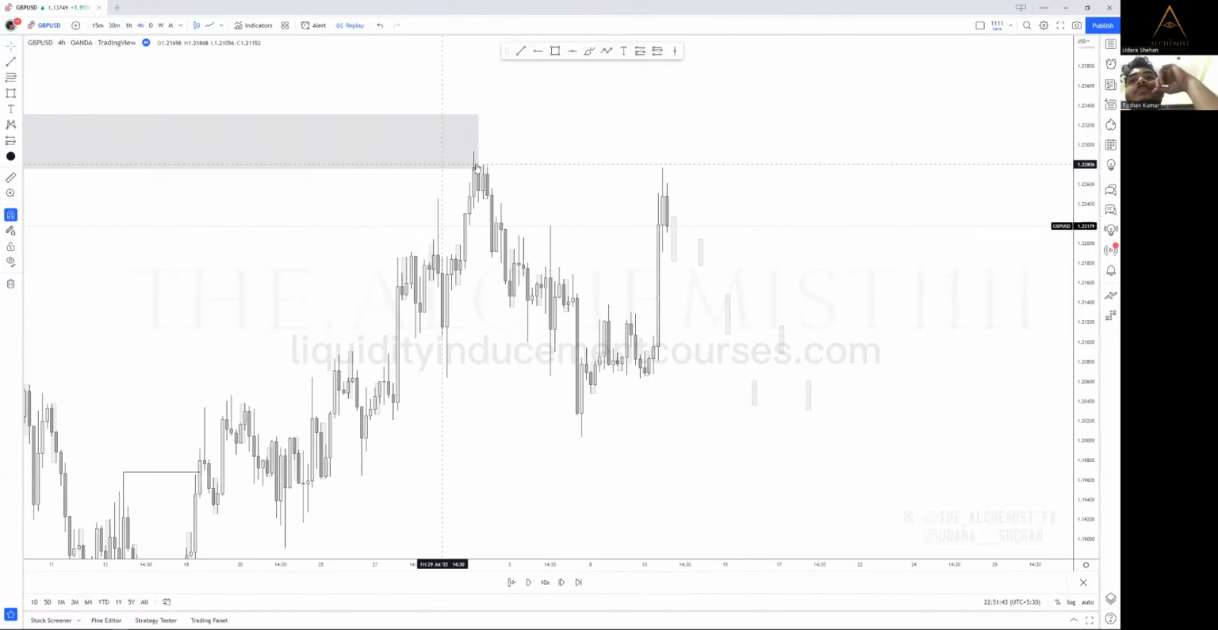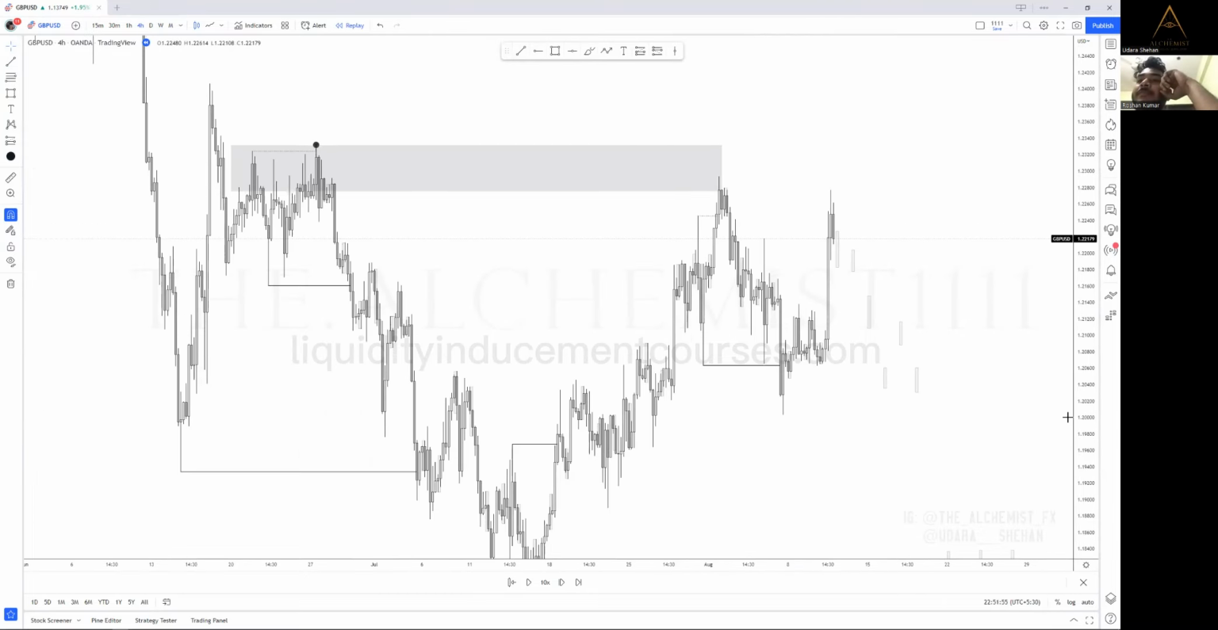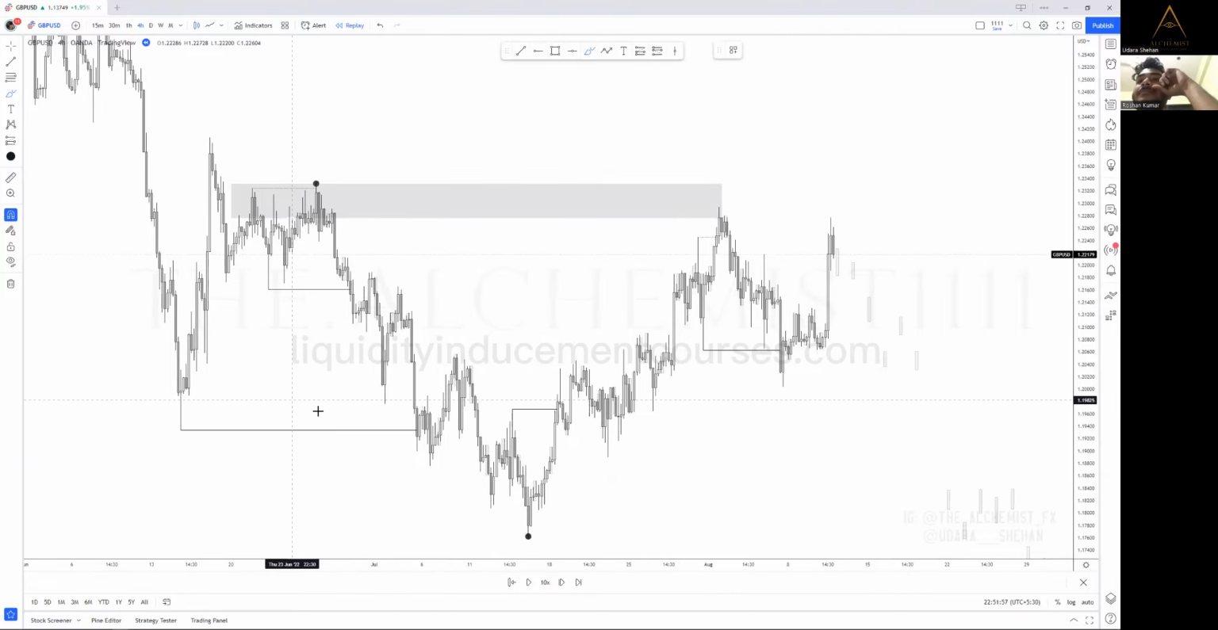Okay, so wait. So now what happened? The 4-hour has tapped into the weekly point of interest, and the 4-hour did a stop hunt and gave us what? A major breakout structure. After tapping into a weekly zone, now what do you know? Daily is bearish, which means the major breakout structure is bearish. The counter trend has also turned bearish. Can you see that? Bearish.